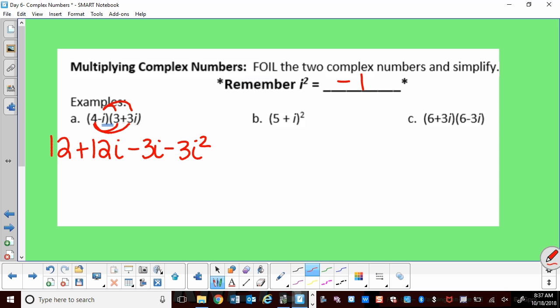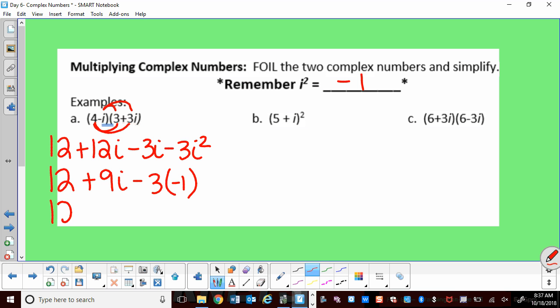Alright, so because we treat our i's like x's, let's combine like terms. Nothing can combine with 12, but I have 12i minus 3i. What does that give me? 9i. Yep. 9i minus 3 i squared. i squared is the same as what? Negative 1. So I'm going to go ahead and make that change.